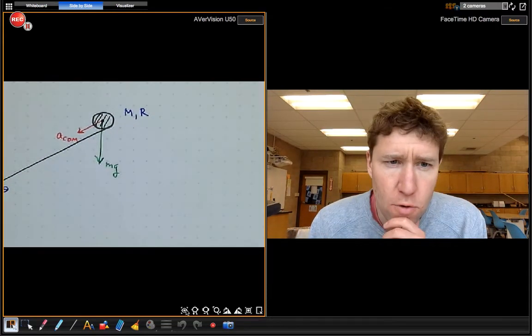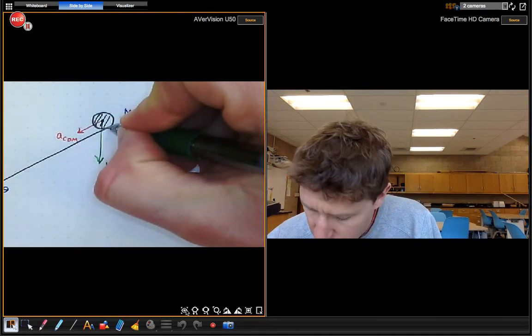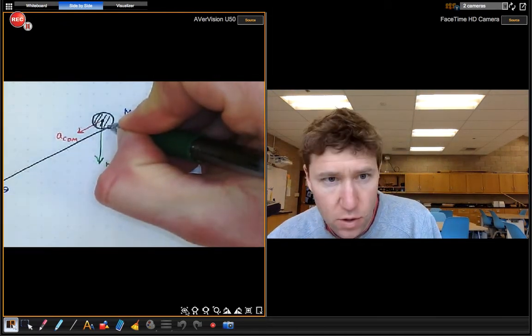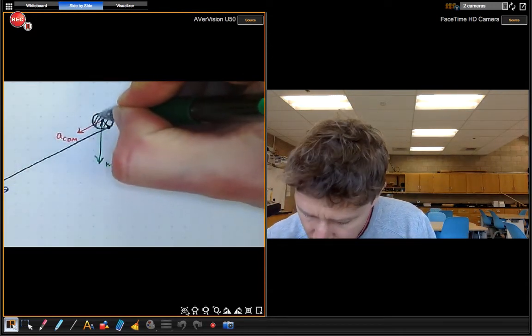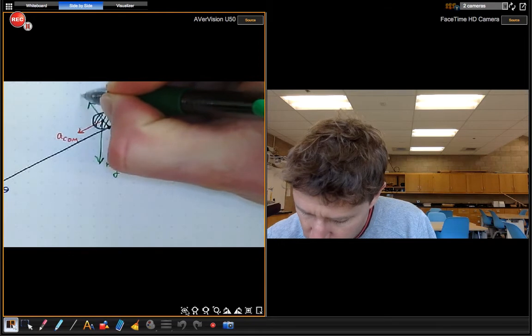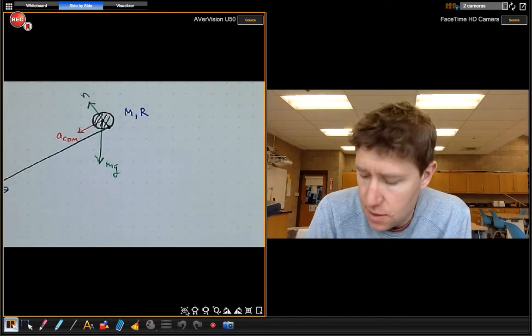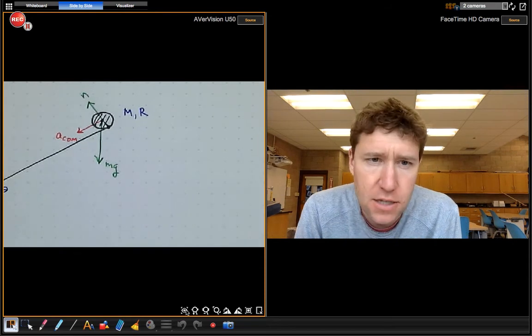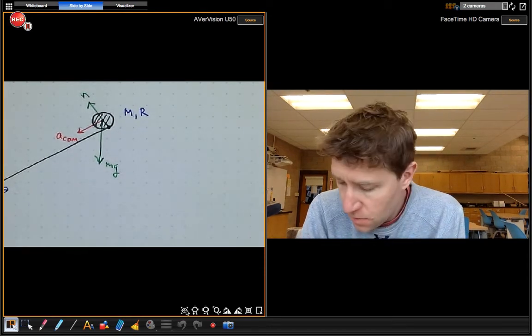We also have a normal force. The normal force comes from the surface of the ramp, where the disk touches the ramp. So I'm going to draw the normal force as emanating from that point of contact. There's the normal force. And then finally we have the friction force. And here you have to ask yourself, what's the direction of the friction force?